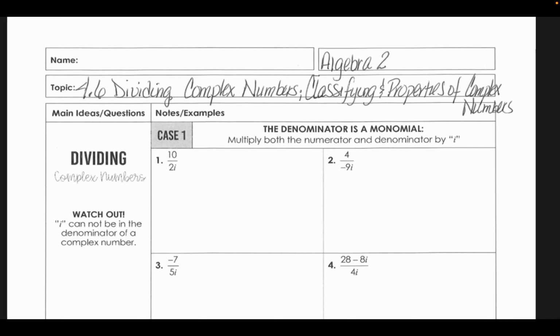Welcome everybody to Algebra 2, Section 4.6, Dividing Complex Numbers and Classifying Properties of Complex Numbers.